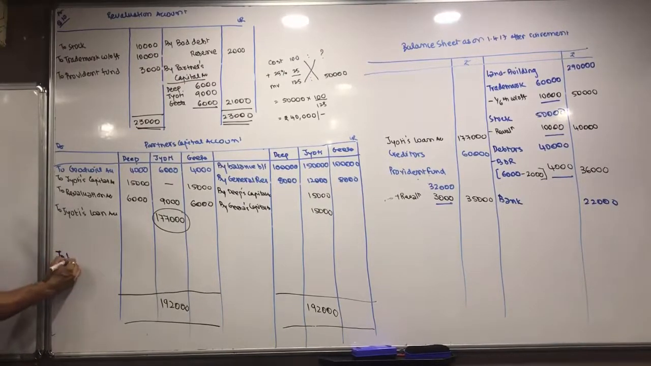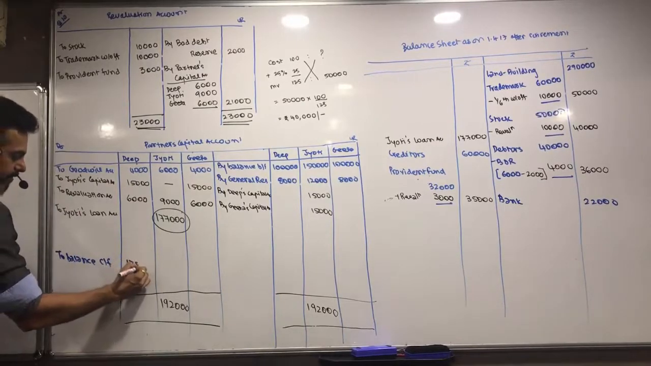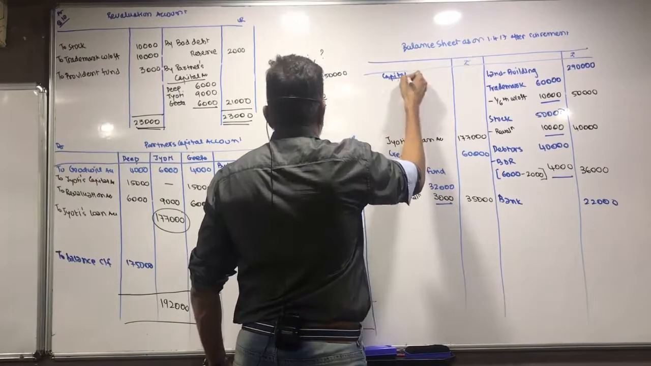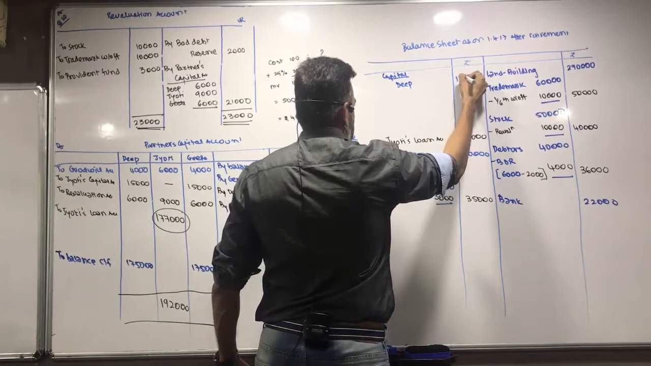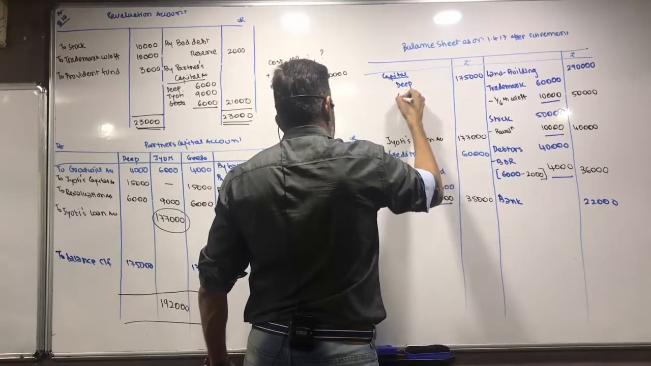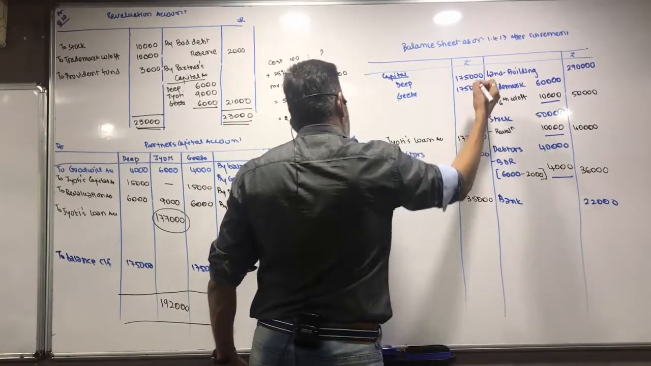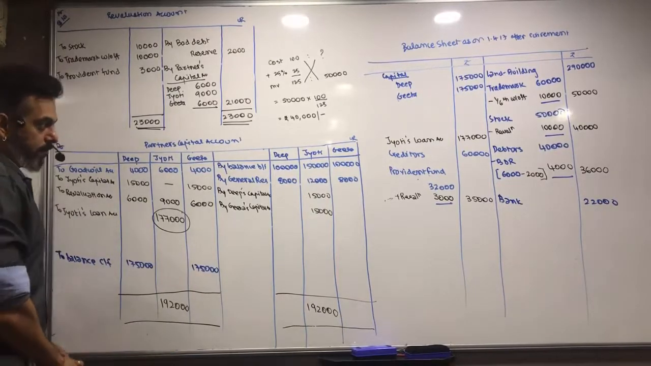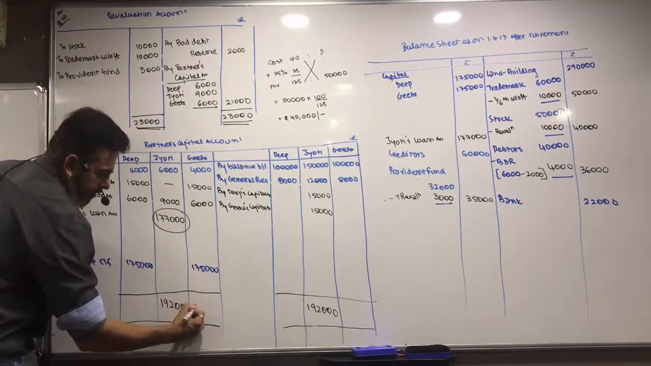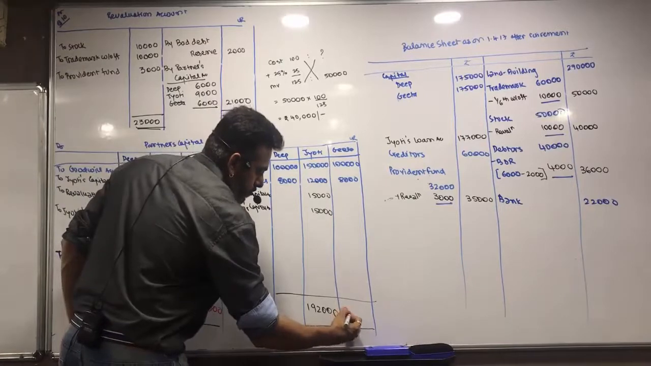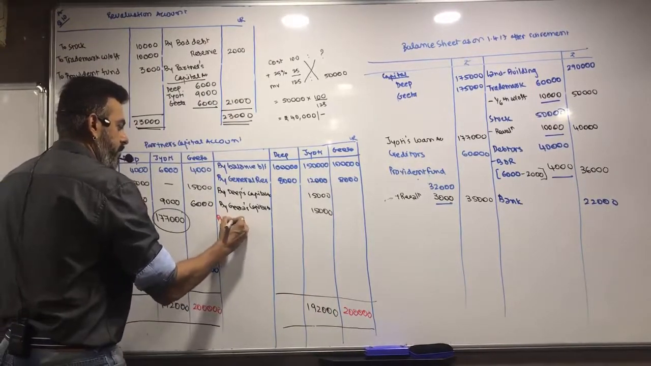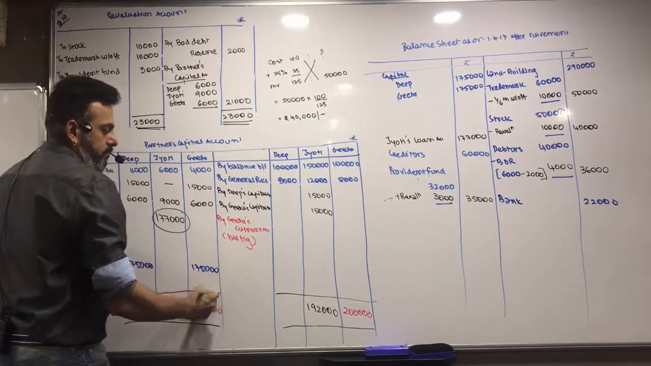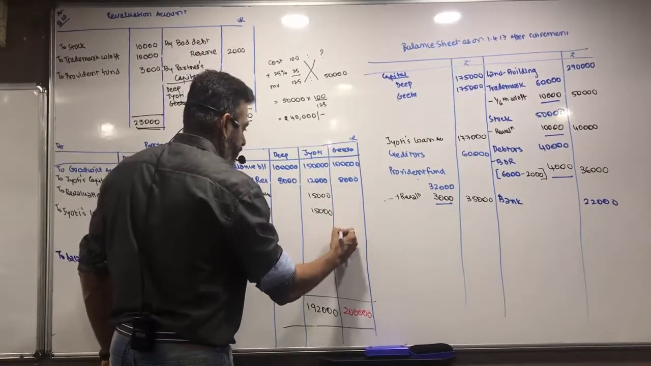First, let's write the closing balance. Leave two lines blank. To balance carried forward, 1,75,000. This is the balance of capital, so capital. Next. We balance Geeta first. Which side is more? Debit side is more. Good. By Geeta's current account. Write your balancing figure. 2 lakh minus 1,08,000, so 92,000.